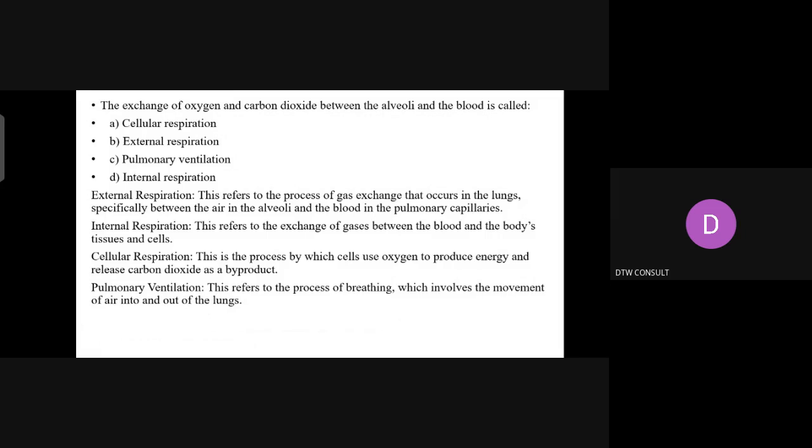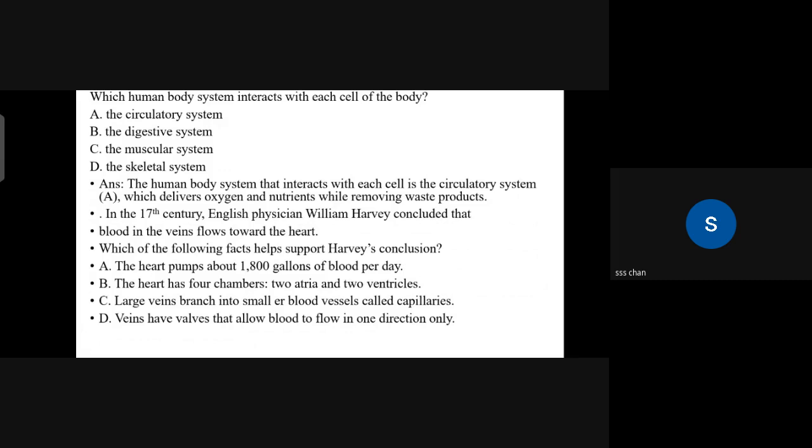Now, internal respiration is not the answer because it requires the exchange of gases between the blood and the body tissues and cells. Then cellular respiration is simply a process that leads to production of energy. Then pulmonary ventilation is just your breathing. That's the movement of your diaphragm when you breathe in and breathe out. So the answer is external respiration. Exchange of oxygen and carbon dioxide between the alveoli and the blood is called external respiration. Option B.